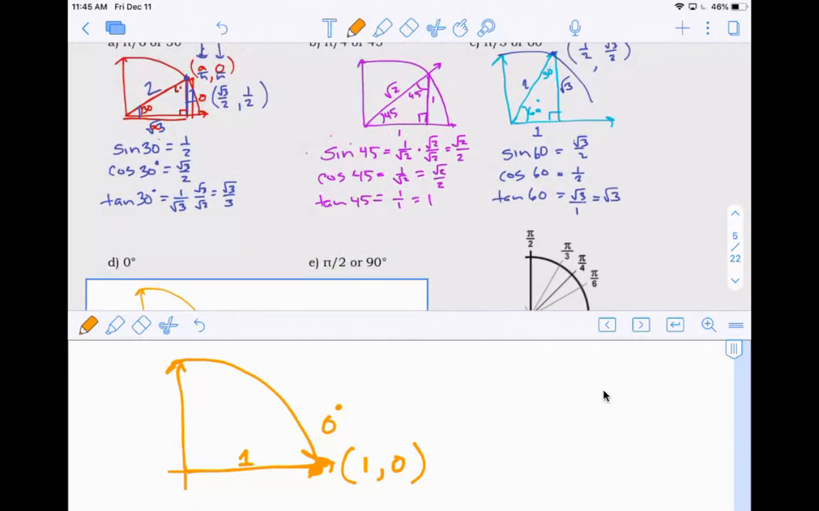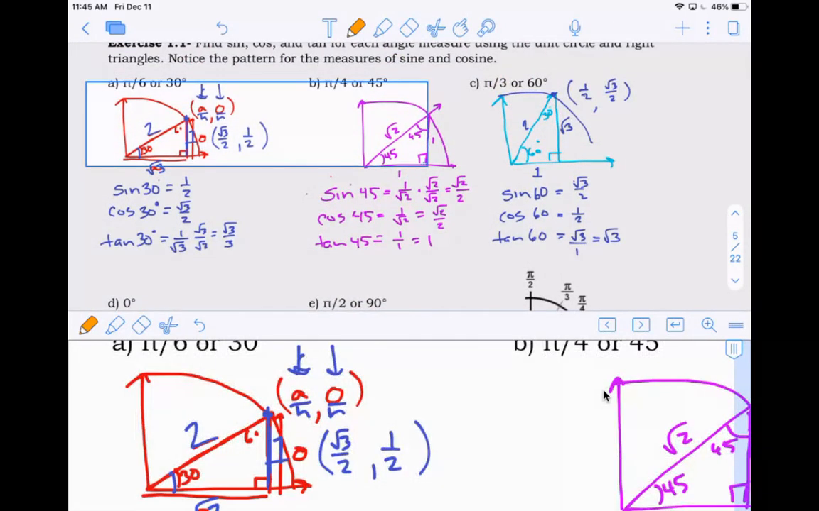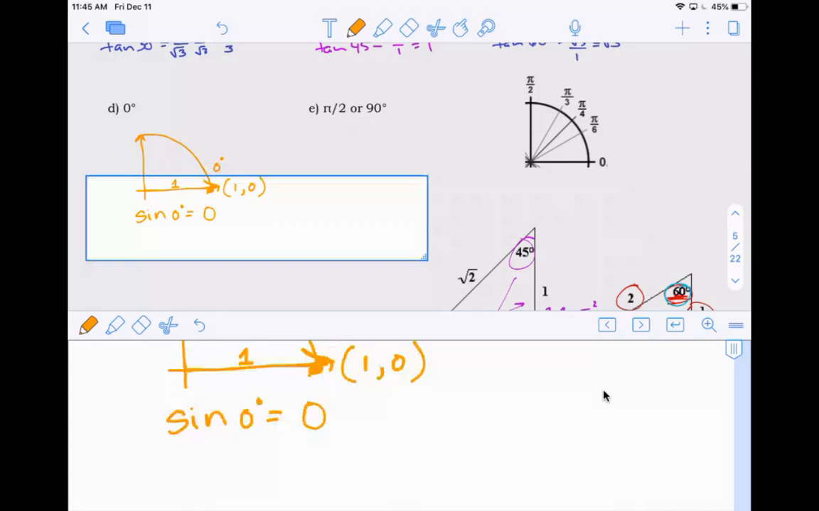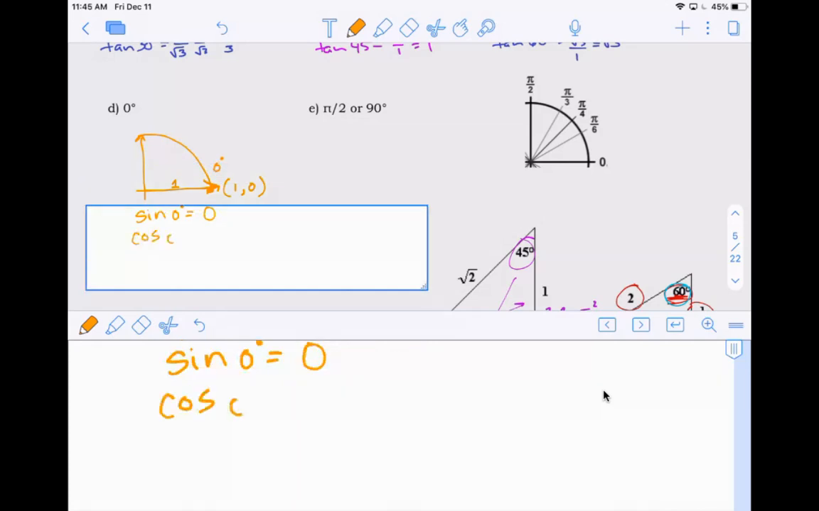Now, from the last video, we were talking about points. Remember how we came up with the fact that sine is y, opposite over hypotenuse, and cosine is the x, adjacent over hypotenuse? Well, we can use that fact here. We can jump the gun. We don't have to do any triangles or anything because it's already there. Sine of 0 degrees is going to be that y value. Cosine of 0 degrees is going to be that x value. And we have sine and cosine.